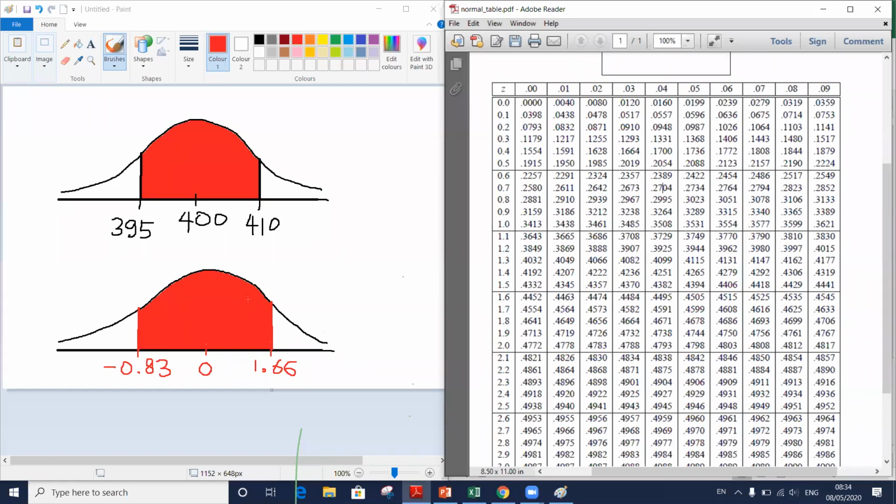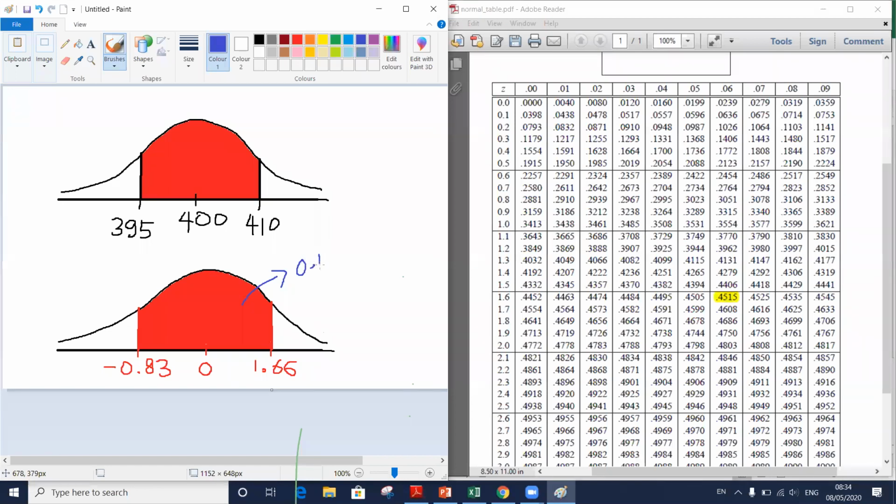For 1.66, what probability do we get there? This one, right? 0.4515. 0.4515.